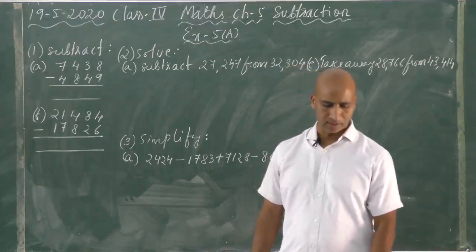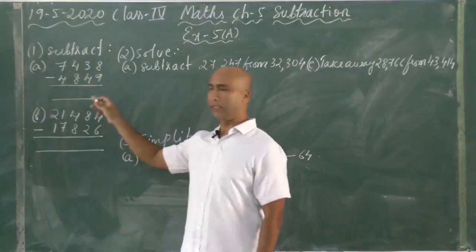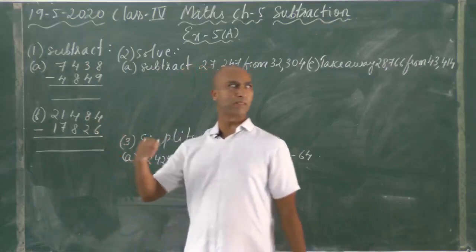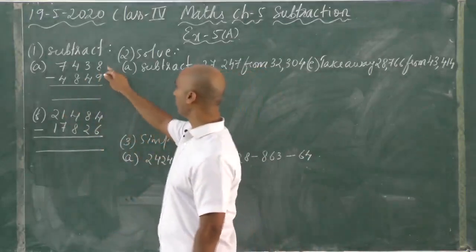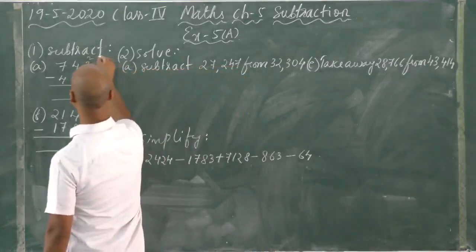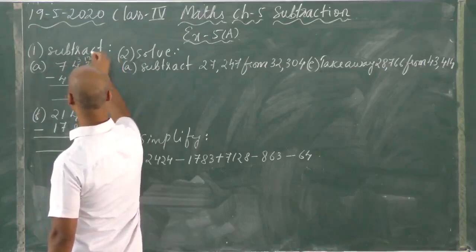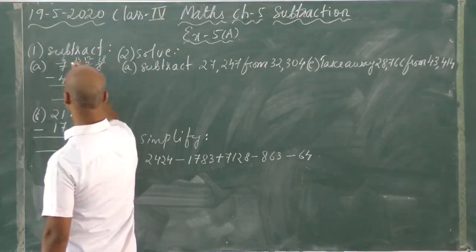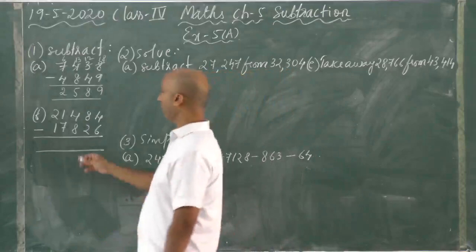Question number 1, it says subtract the following. So the number is 7438 minus 4849. So you will subtract. Always whenever you subtract, start from the ones place. So ones place, you got 8. So from 8 you cannot subtract 9. So what you will do? You will borrow. So 3 will become 2, 8 will become 18. From 18, 9, 9. You will borrow again, 3, 12. From 12, 4, 8. You will borrow again, 6, 13. From 13, 8, 5. From 6, 4, 2. So the answer is 2589.